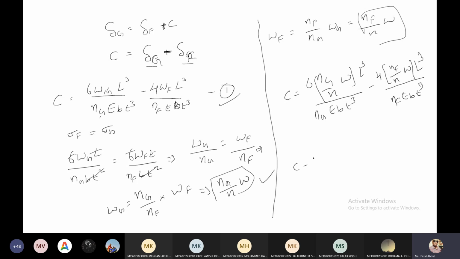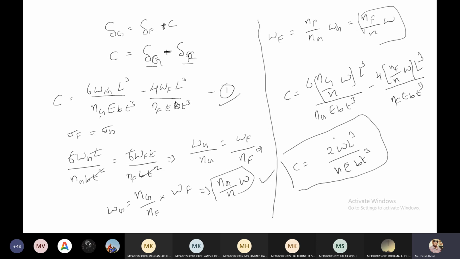Now simplify this one, so we will get 2W L cube, directly I am writing the final one. If we simplify, 2W L cube by N E B T cube. So this is the nip when we equalize the stresses under the maximum load condition.